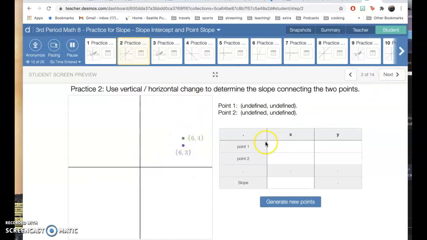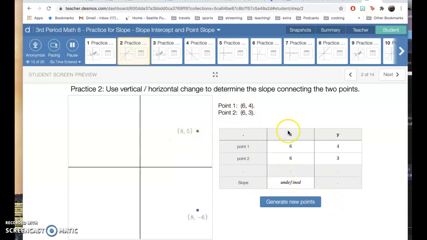And so I'm going to keep on doing that similar activity. Use vertical, horizontal change to determine the slope. So my point 1, let's say my x-coordinate is going to be 6, my y-coordinate is going to be 4, my second coordinate is going to be 6, comma, and 3, right? Now here's the thing. If my point is changing by 0, I have a slope of 0. Actually, I think my slope here is undefined.